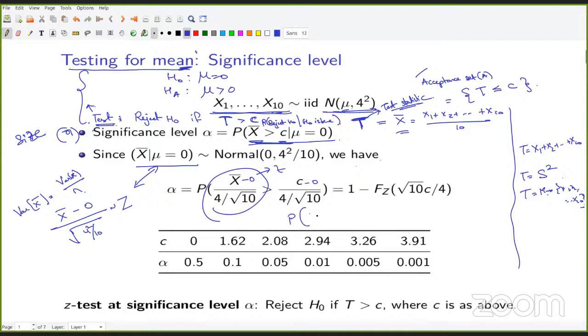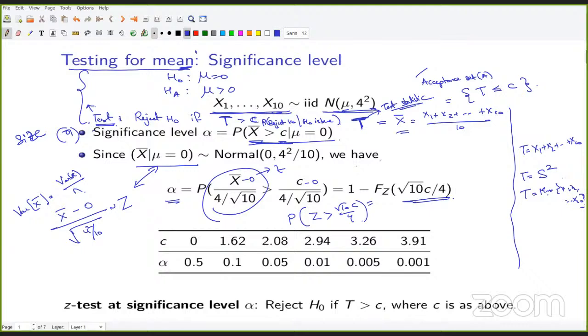We got the probability that Z is greater than root 10 c by 4. So this is equal to 1 minus F_Z of root 10 c by 4. Now we have alpha in terms of c. So now what should we do? P of Z greater than c by 4 by square root of 10, right?